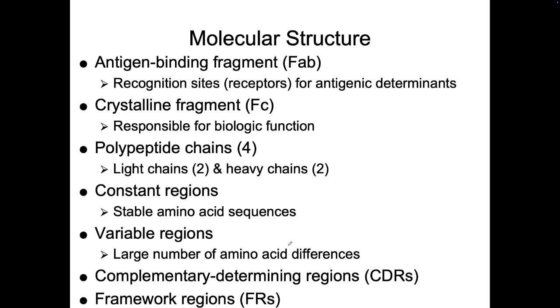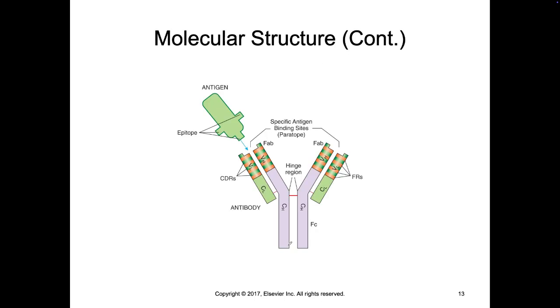The constant regions are stable amino acid sequence. The variable regions have large numbers of amino acid differences. You might wonder how many. Between a billion and a trillion possible different sequences, depending on the individual. Okay. The complementarity determining regions and the framework regions are all shown here.